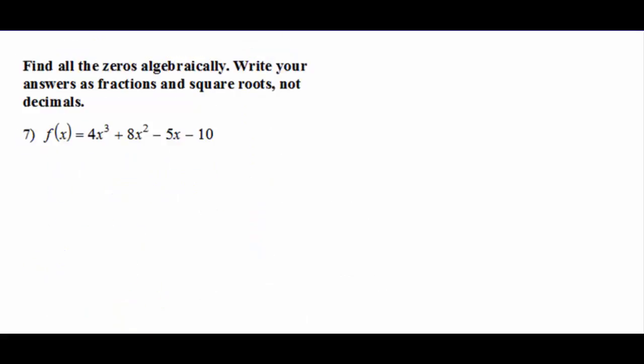On 7, find all the zeros algebraically. Write your answer as fractions and square roots, not as decimals. And really that goes for the 2 problems that we did before this. I'm not wanting you to try to graph this, and graphing it actually only gets you so far, but specifically on this one we want to look at this and try to do this without our graphing calculator. That's what algebraically means, is don't graph it.